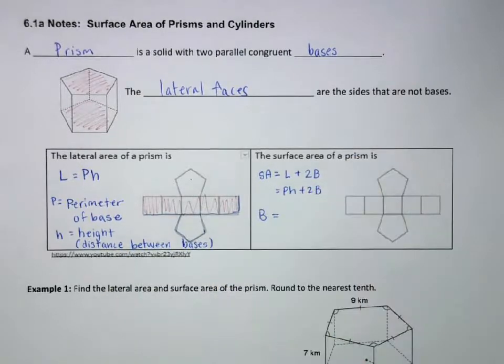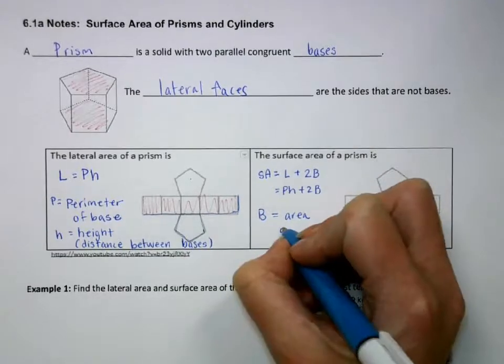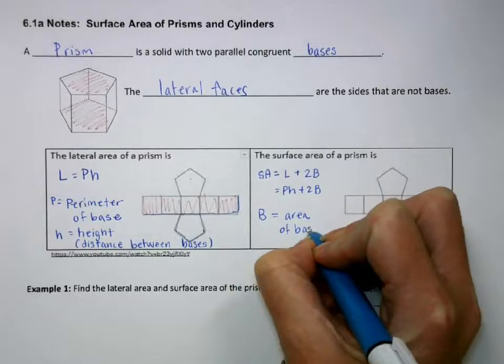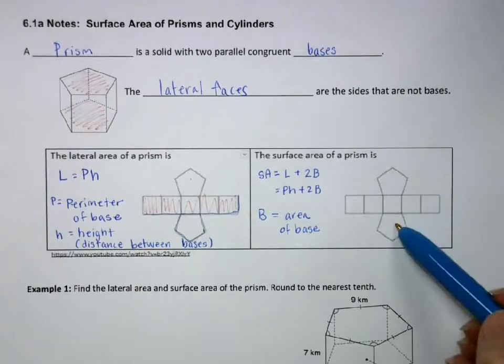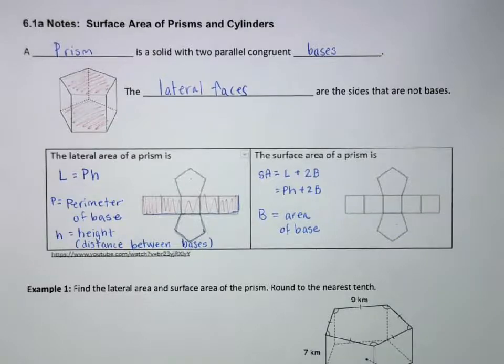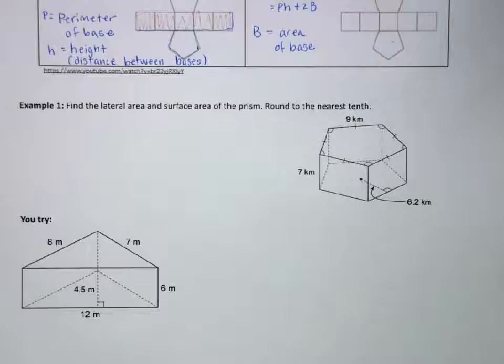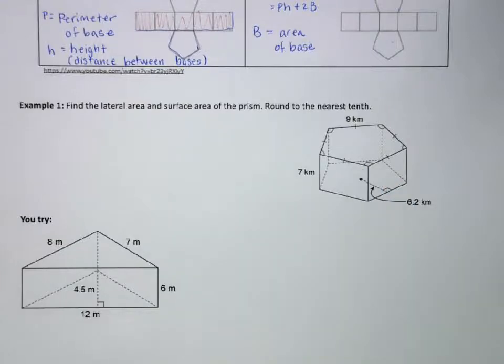B is the area of the base, and this can vary. In this case, it's a pentagon, so we'd use the area formula for a pentagon. If it's a triangle or a square, then we use those formulas. So let's take a look at an example. We're going to find both the lateral area and the surface area.